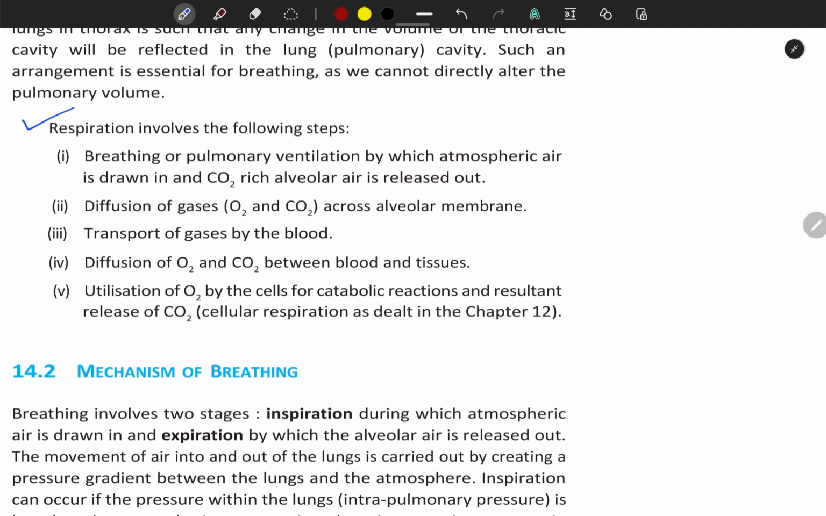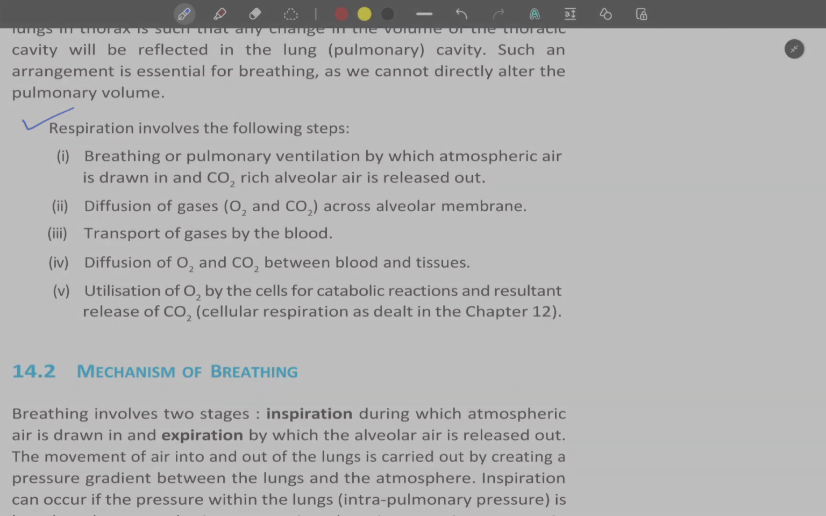Respiration involves the following steps. First, breathing or pulmonary ventilation, by which atmospheric air is drawn in and CO2-rich alveolar air is released out. Second, diffusion of gases, that is O2 and CO2, across the alveolar membrane. Third, transport of gases by the blood. Fourth, diffusion of O2 and CO2 between blood and tissues. And fifth, utilization of O2 by the cells for catabolic reactions and the resultant release of CO2, that is cellular respiration, as dealt with in Chapter 12.